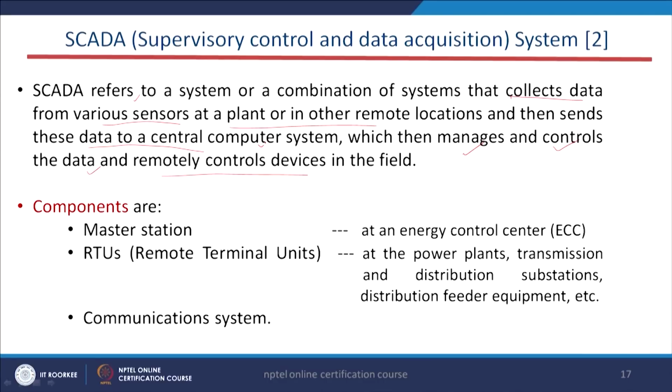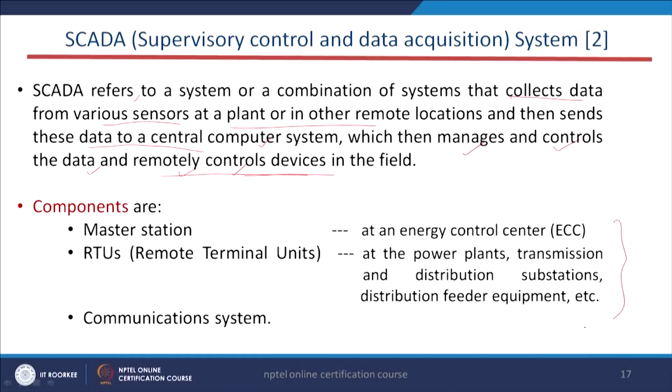Basically, in a broad sense, SCADA helps in monitoring and collecting the data from the devices located inside the distribution system, maybe the transmission system, and those data are sent to the central computer system, CCS, and by using those data, further actions are taken remotely. I mean, it remotely controls devices in the field. That is by and large the function of SCADA.